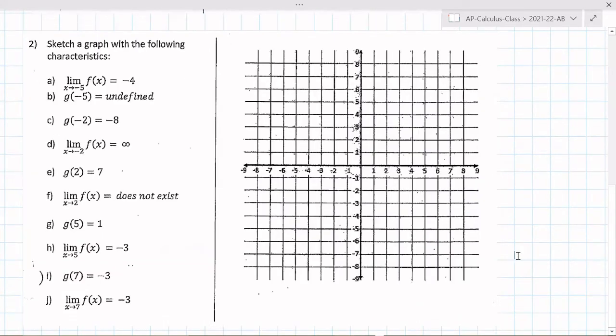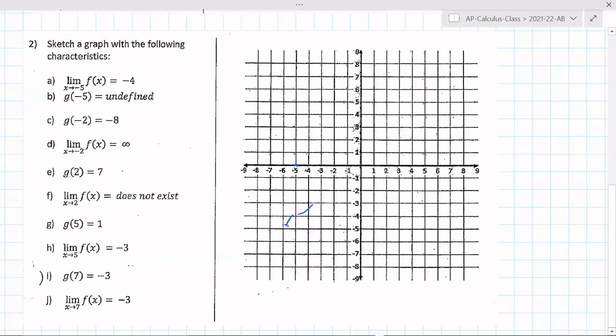In this problem, they've given us some characteristics, some limits and values, and we have to make up a function, make up a graph that would meet these conditions. Other than these conditions, we can make whatever we want, but these conditions have to match. So as x tends to -5, the limit should be -4. It should be approaching -4 from both sides.